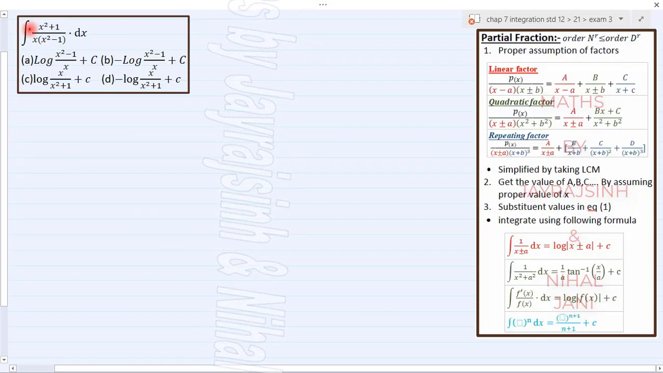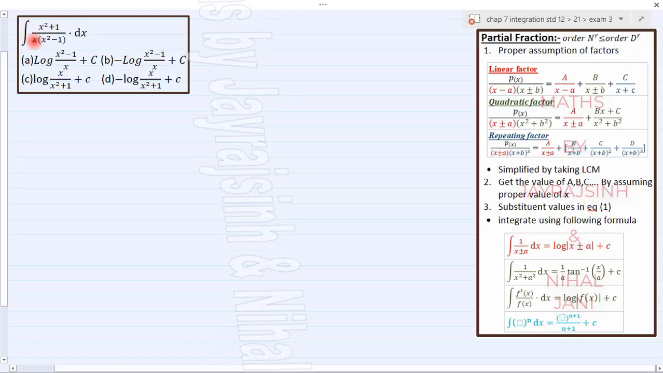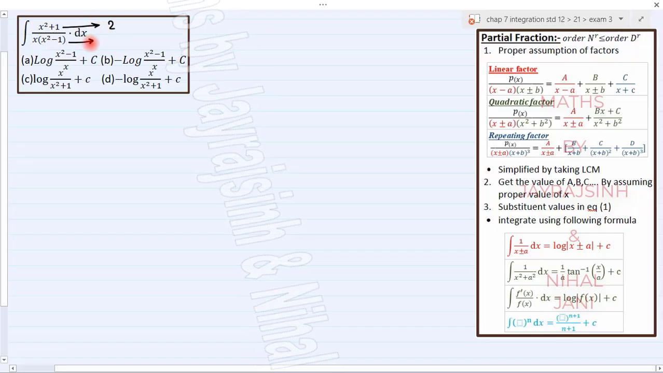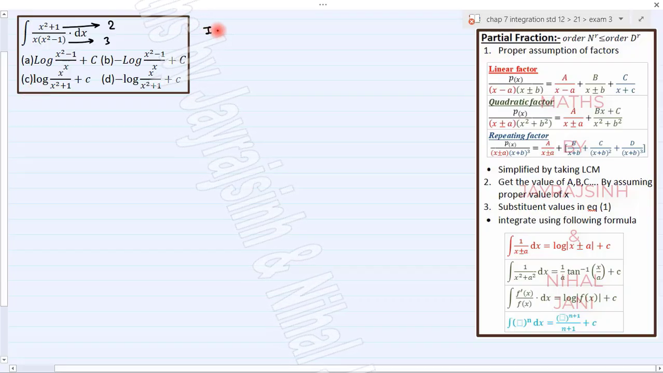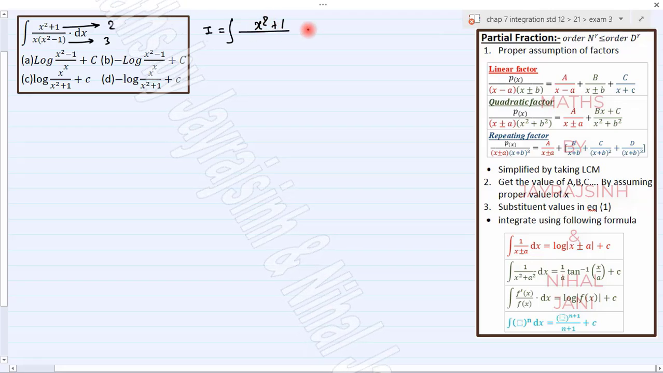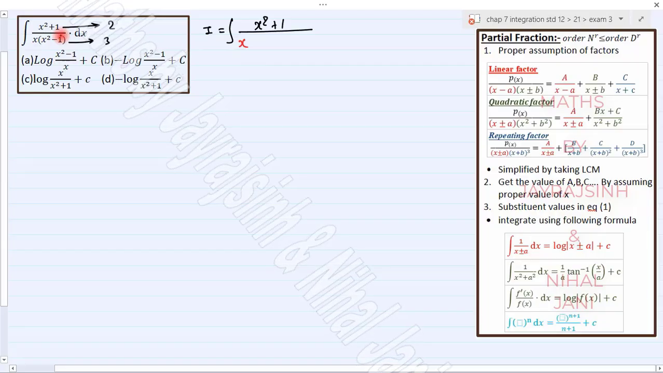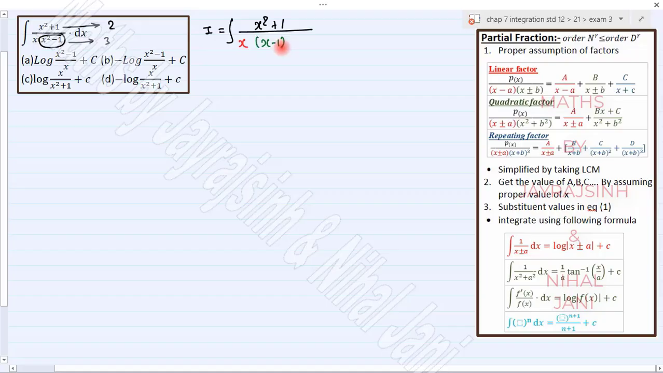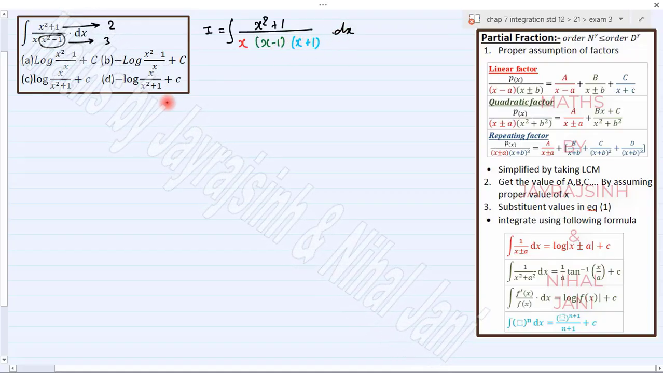In this question, you have to integrate x square plus 1 upon x into x square minus 1. Order of numerator is 2 and order of denominator is 3. So we can apply partial fraction, but before we go for partial fraction, let's get proper factors in denominator. Your x will be as it is, but this x square minus 1 can be split into x minus 1 and x plus 1 dx.